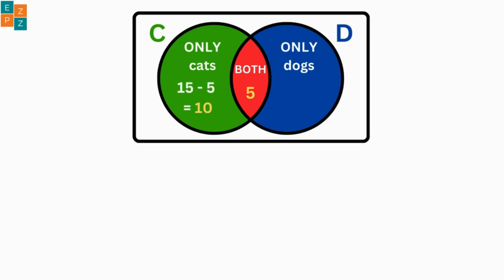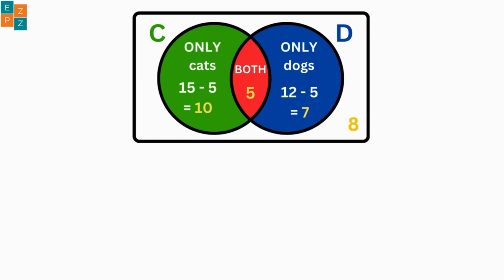Also given that 12 students have pet dogs. Therefore, the number of students who have only dogs as their pet is equal to 12 minus 5, which is equal to 7. It is also given that 8 students have neither cats nor dogs as their pets. Therefore, it can be written outside the Venn diagram.